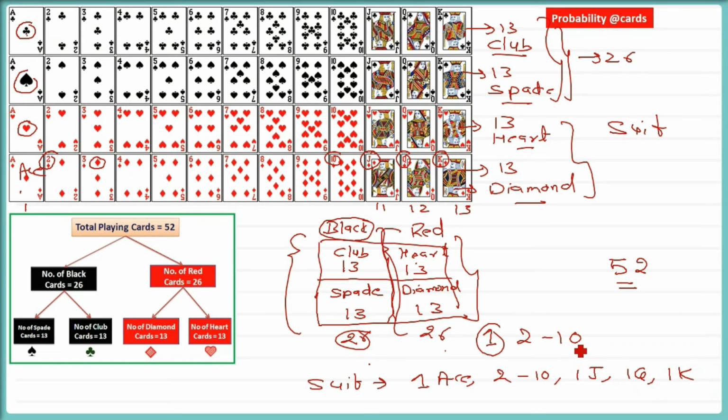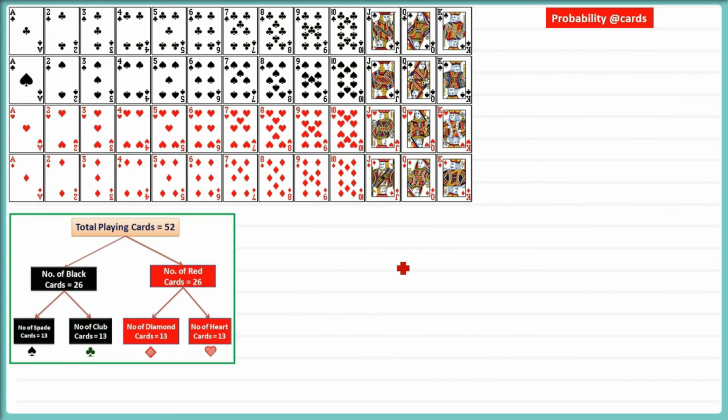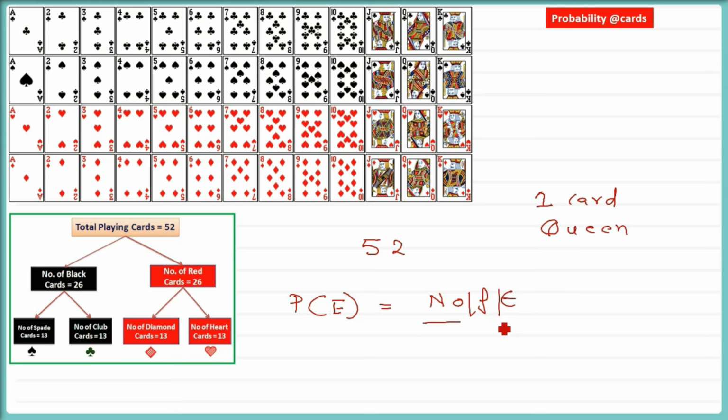So let me take an example. What kind of question can be asked? Now the question can be like this. In these 52 cards, when you pick a single card or take out one card, what is the probability of getting a queen? The probability of any experiment or event is the number of favorable cases divided by the number of total cases. You can call it the number of favorable events and the number of total events, but it should be the numbers only.